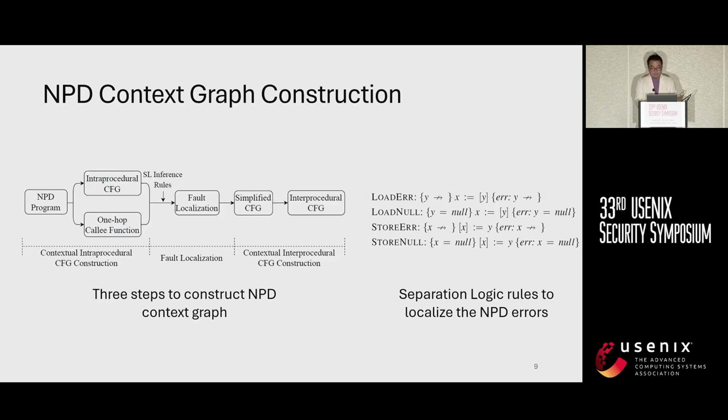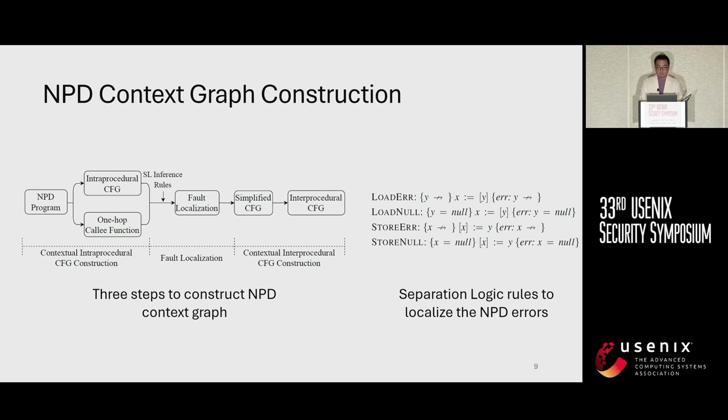First, we create an NPD-tailored graph. For the potential NPD program, we construct the intraprocedural CFG and the one-hop calling function. The reason that we use the one-hop calling function is that it can cover almost all real-world vulnerability cases, and we can also conduct incremental analysis if it is not enough. Then we apply separation logic to localize the NPD errors.